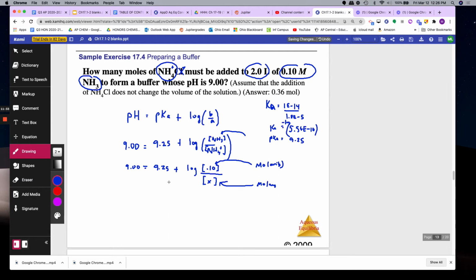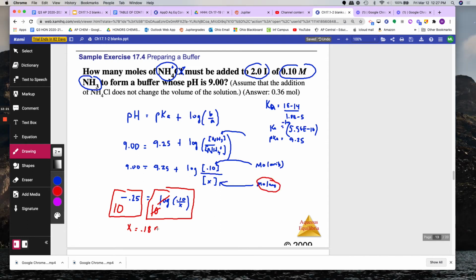So I'm just going to move this to this side, so negative 0.25 equals log of 0.10 over x. Just solving for x, the opposite of log is anti-log, which is 10 to the power of that and 10 to the power of that. What that will do is cancel the log. Once you do that, you're going to get x is equal to 0.18. And what you found is the molarity, which is moles per liter of NH4+.